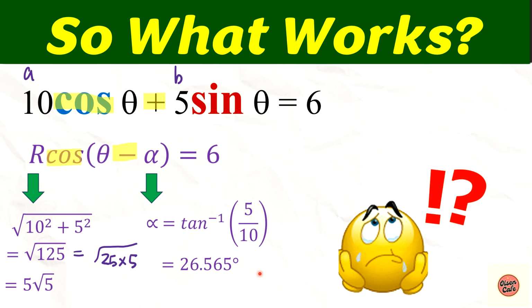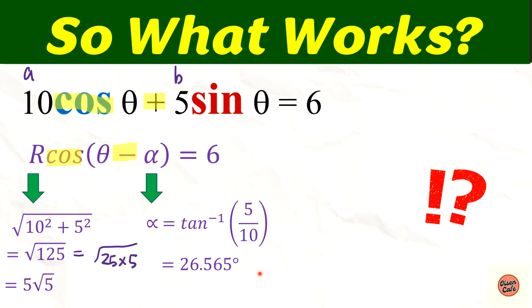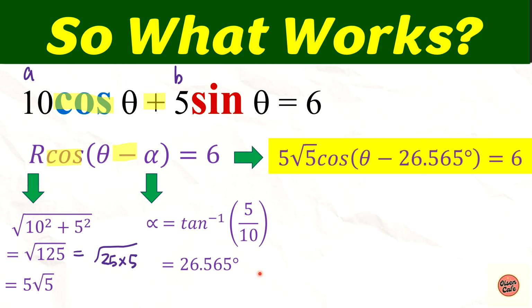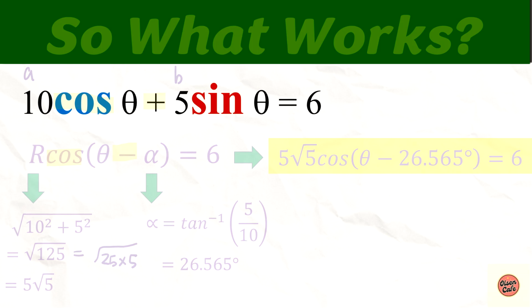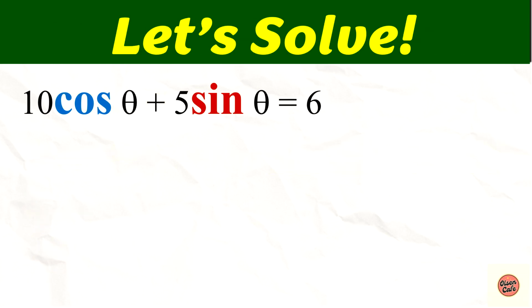So once I have derived the values of R and alpha, I can conclude that my expression for the R formula is simply 5 root 5 cosine of theta minus 26.565 degrees, and this equals 6. When we have this, we are ready to solve the equation. Now that we have formed our formula, we are ready to solve this equation.